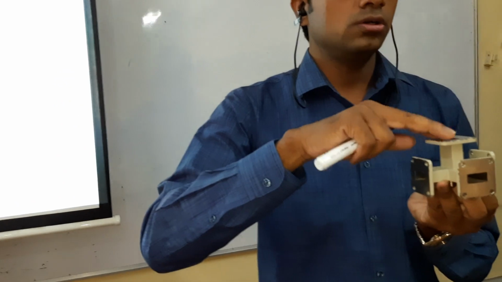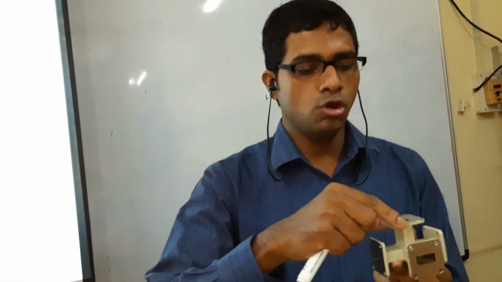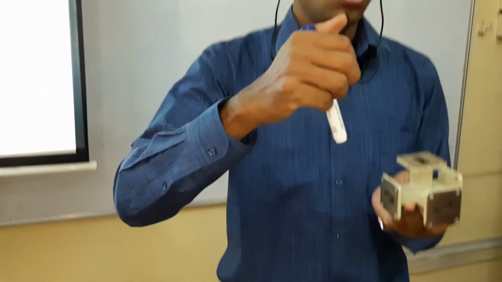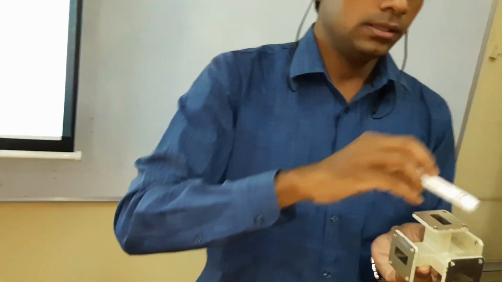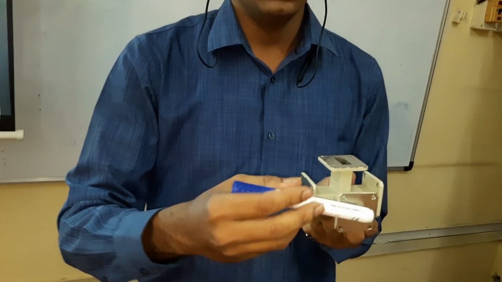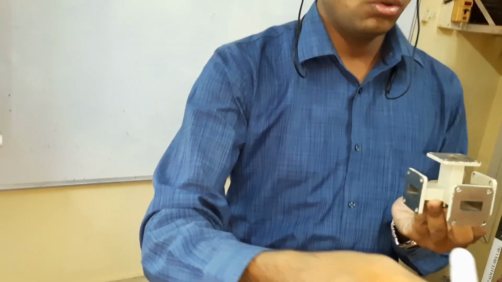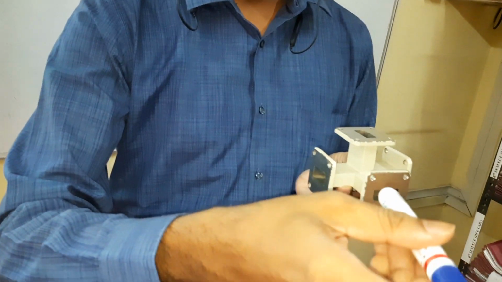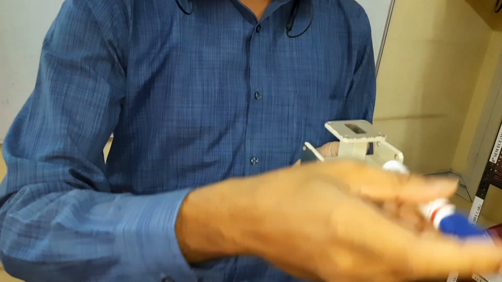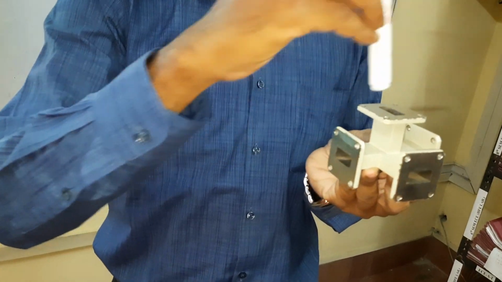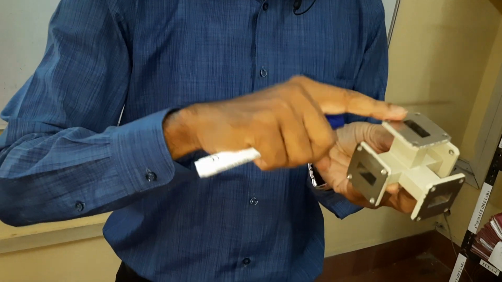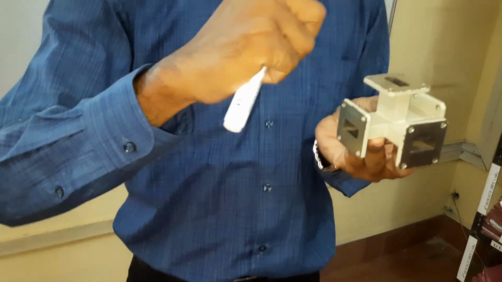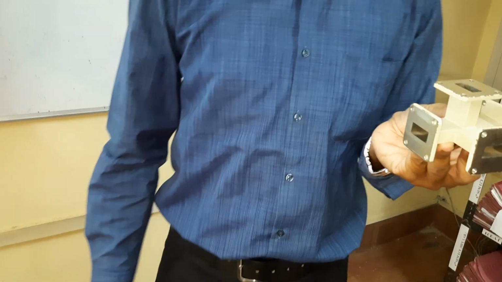The E plane port, or E arm port, port 3 and port 4 are isolated. When you give the power at 3, the power comes at 1 and 2, nothing comes at 4. Similarly, when you give the power at port 4, it comes equal in 1 and 2, nothing comes at 3. So 4 and 3 are isolated, 3 and 4 are isolated.